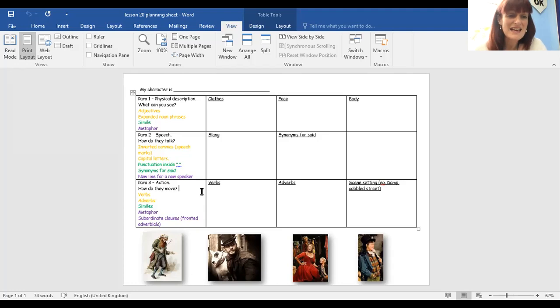In fact, anywhere in any of the paragraphs, seeing a subordinate clause or two would be really welcome. But don't feel you have to start every single sentence with one, because otherwise it becomes repetitive and boring.